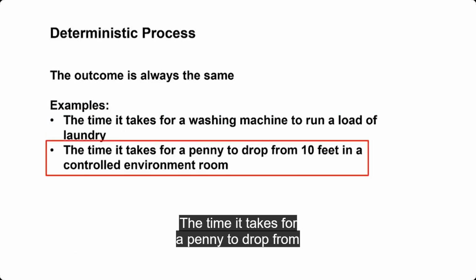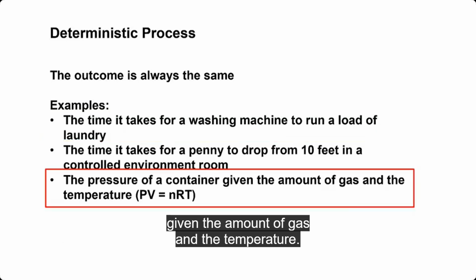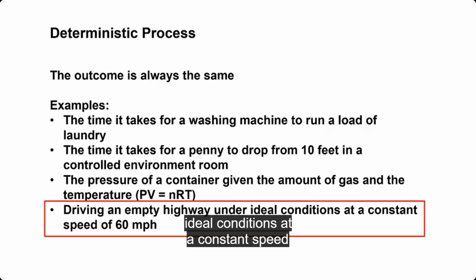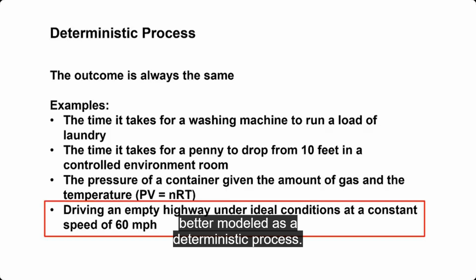The time it takes for a penny to drop from 10 feet in a controlled environment room. The pressure of a container given the amount of gas and the temperature. Again, I'm a chemical engineer, so PV equals nRT, some of you might be familiar with that. Physical things in the universe are highly governed by deterministic mathematical models. Driving an empty highway under ideal conditions at a constant speed of 60 miles per hour. That's another thing that would be better modeled as a deterministic process.